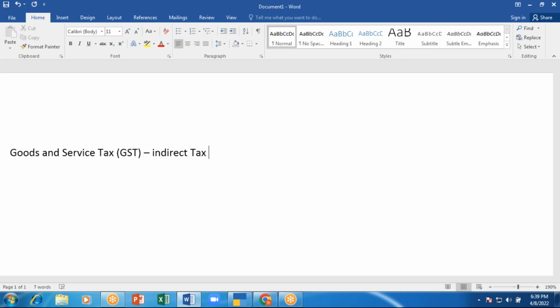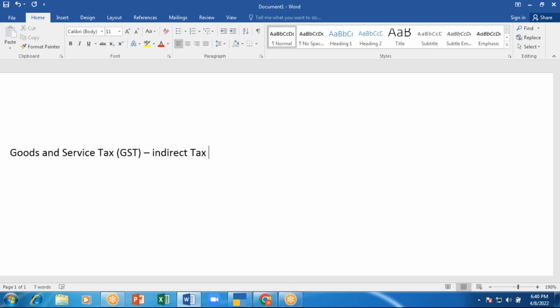Now, this indirect tax, as I said, will be utilized by the central government and the state government. Now, what is this indirect tax? Why is it called an indirect tax? Okay, so it is used by the central government and state government.